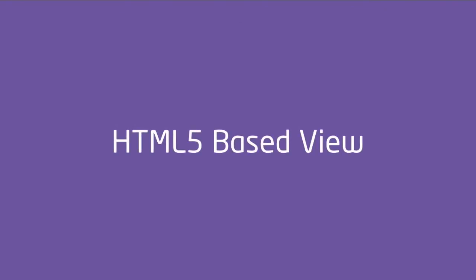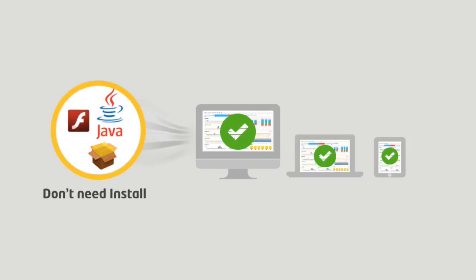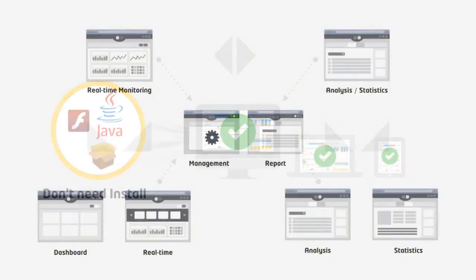The last thing I'm going to talk about is the client itself. We have changed all the Jennifer dashboard and all the performance metrics charts to an HTML5 based view. So now we can view the Jennifer 5 dashboard on a PC, on a laptop, or even on a mobile device. As we said at the beginning, this is the era of mobile technology, and we don't need to install any additional plugin for our browser, because it is based on HTML5.